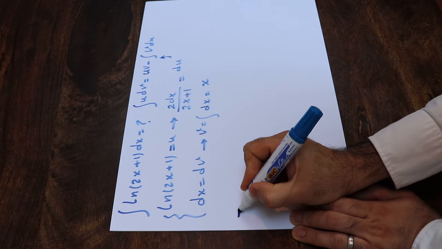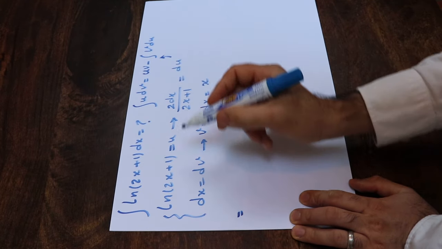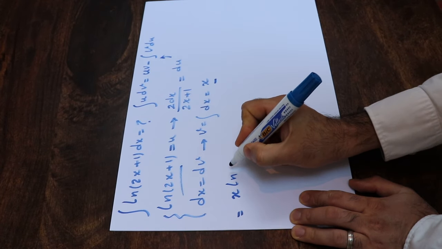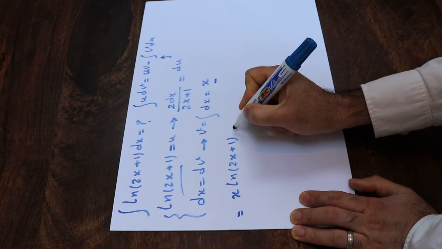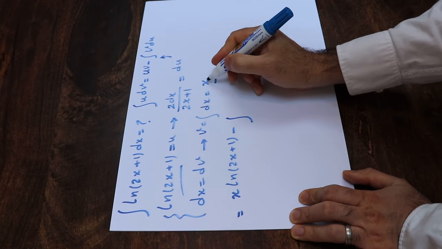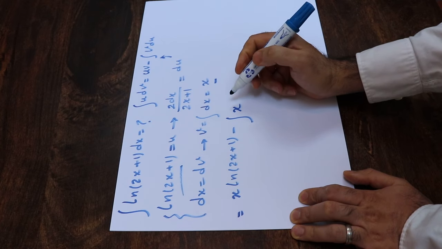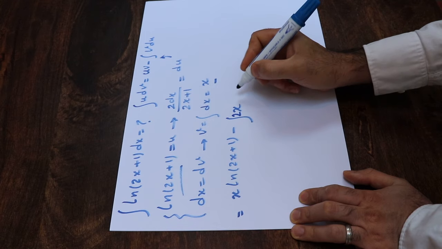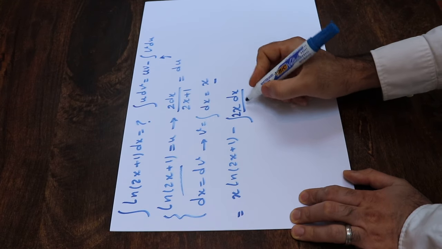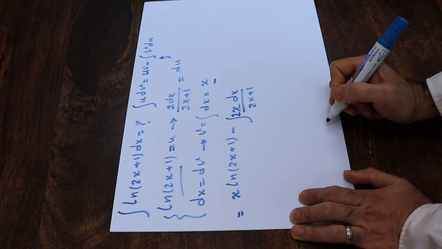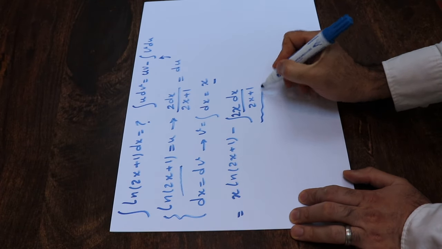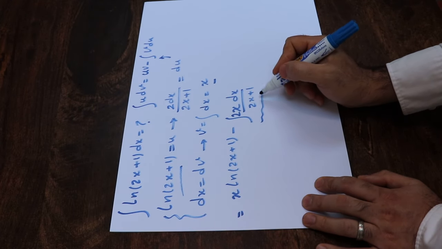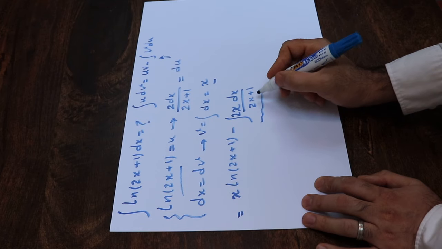Therefore, this integral will be equal to uv, where u is this one and v is this one, so that will be x times ln(2x+1), that is uv, minus the integral of v, that is x, times du. And du is equal to 2 dx over (2x+1). So here you need to solve this integral to be able to obtain the final solution, and you can solve it by the substitution rule.